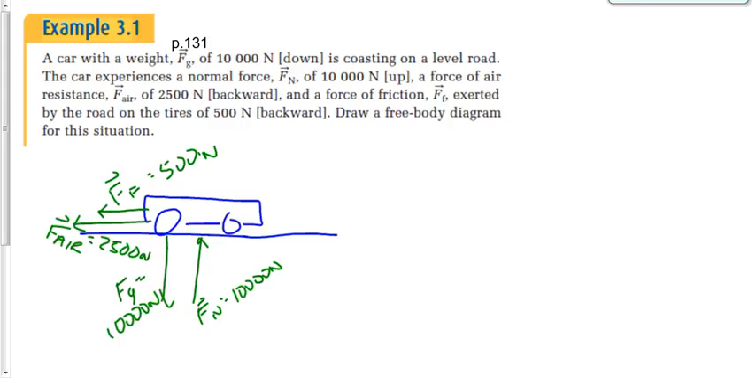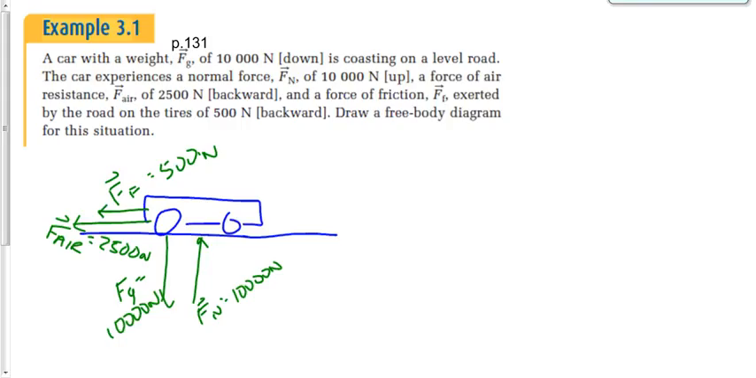This is not drawn to a great scale, but it becomes tough to do that when you're dealing with numbers so dramatically different. As long as you have them roughly right: gravity is bigger than air resistance, which is bigger than friction, then we're good to go there. That's it. Any more? Nope.